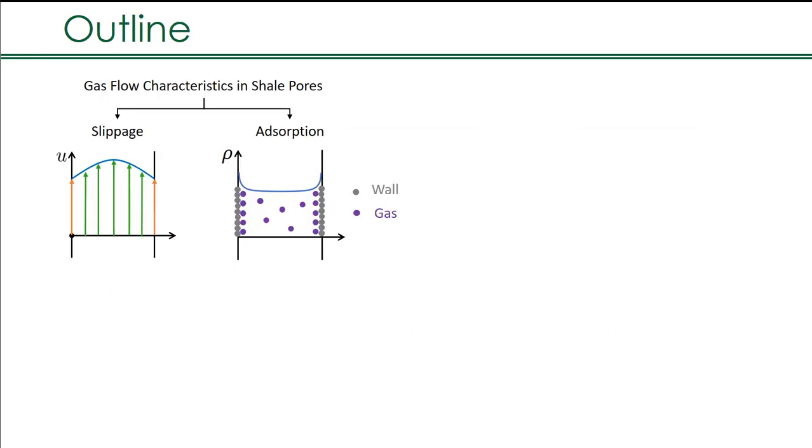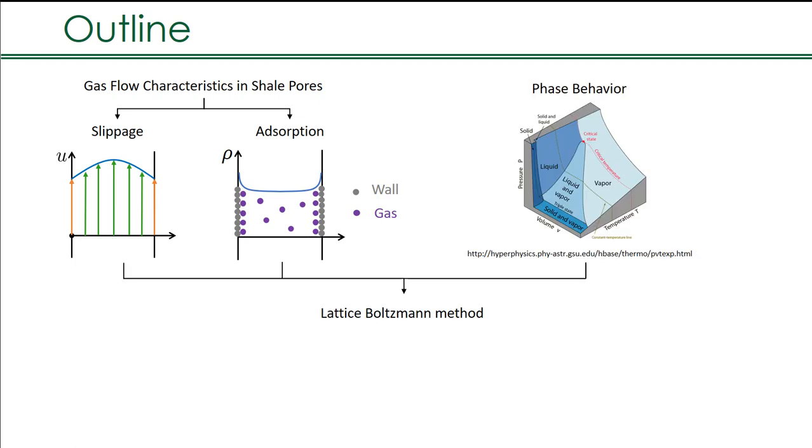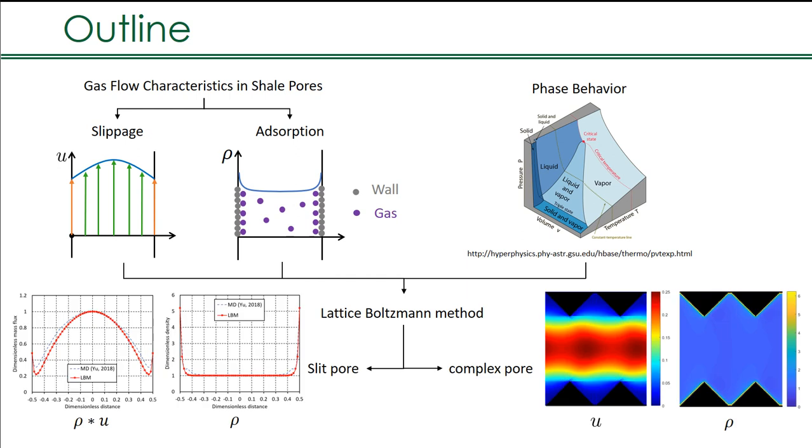And this is the outline for this presentation. As we all know, there are two important gas flow characteristics in shale pores. They are slippage and adsorption. And I will illustrate how to couple these transport characteristics and phase behavior by using the lattice Boltzmann method, and how to implement this LBM to slit and complex shale pores, benchmarked against MD results.